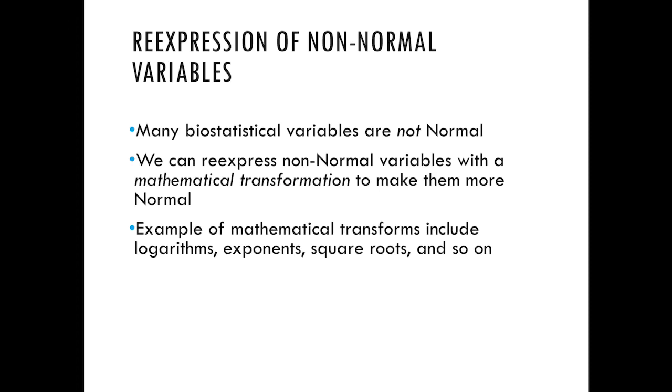So many biostatistical variables are not normal. We've talked about this before, but we can express non-normal variables with a mathematical transformation to make them more normal. Examples of how you can re-express these non-normal variables are transformations like logarithms. You have natural logarithms and you have base 10 logarithms. You can use these to re-express non-normal variables. You can use exponents, square roots, and so on.